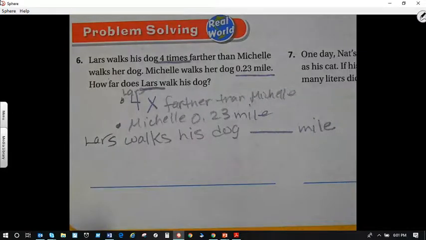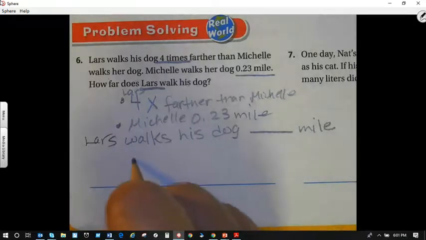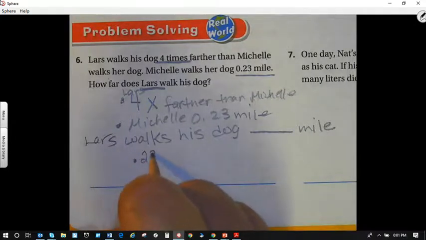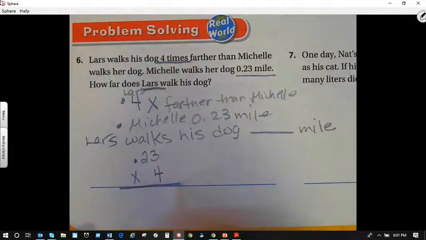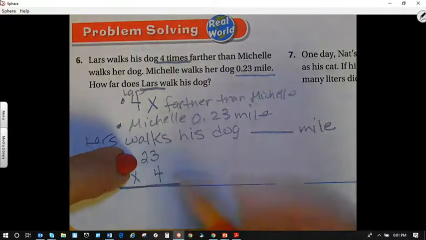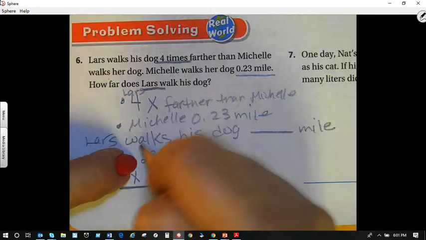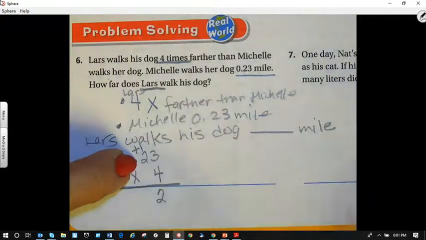In order to solve this, I need to multiply. So I have 23 hundredths times 4. And I'm going to multiply it as if my decimal doesn't exist. I'm going to still multiply the same way and then hide this decimal. So 4 times 3 is 12. Regroup my 1. Carry that over. 4 times 2 is 8. Plus 1 is 9.